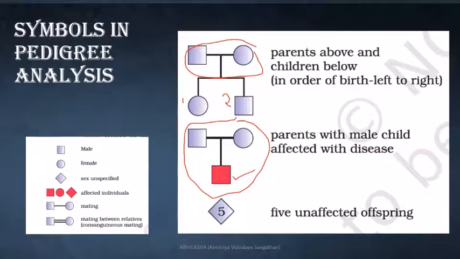Sometimes a rhombus with a number is written, which indicates the number of unaffected offspring. So gender is not specified, there is no need to specify, but the number indicates how many offspring there are, and all of them, since they are unshaded, are unaffected. So these are the basic symbols that we use in pedigree analysis.